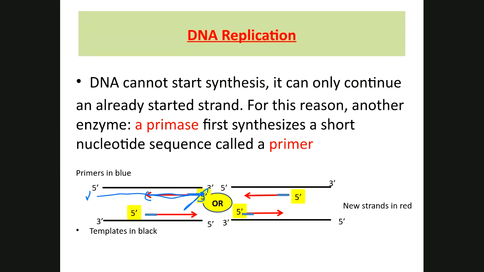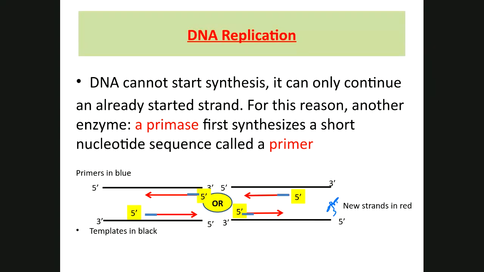Over here, this is a 3' strand, so DNA polymerase will have absolutely no problem putting a 5' nucleotide right there and proceeding 5' to 3'. The last nucleotide that's going to be put in is going to be a 3' nucleotide. Again, no problem with that.